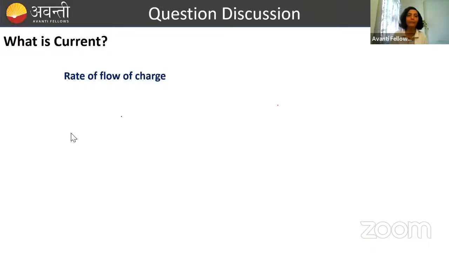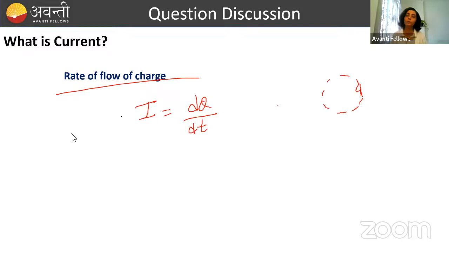So what is current? Current is the rate of flow of charge, as you all know, so I is defined as dq by dt. A simple example, and questions also come from this portion: suppose there is a charge q going in a circle with velocity v, and the circle radius is r. What is the current flowing here? Since there is a moving charge, there will be current. The magnitude of current you will calculate as the rate of flow of charge.